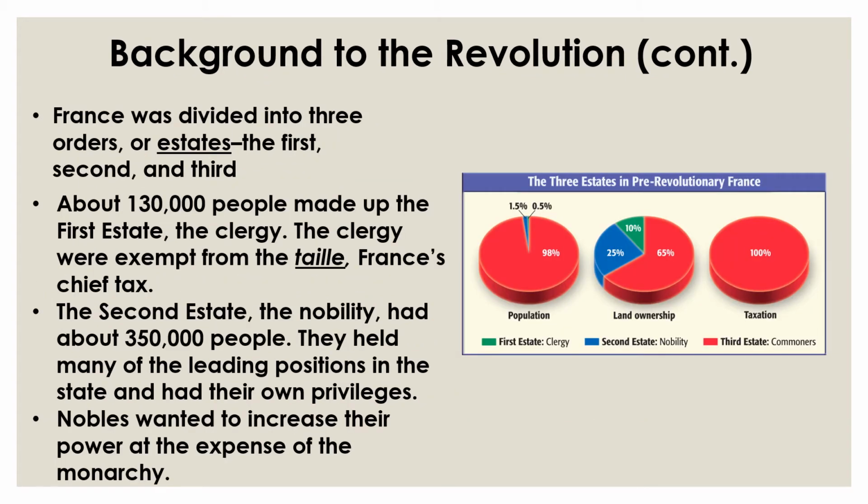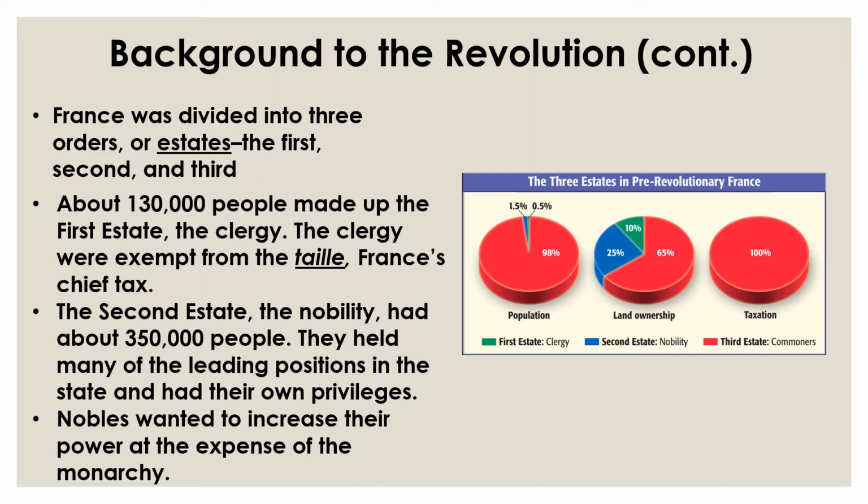France was divided into three orders or estates. These are like classes in French society. The first, the second, and the third. About 130,000 people made up the first estate, which was the clergy of the Roman Catholic Church. The clergy were exempt from the taille, which was France's chief tax. They didn't have to pay it.